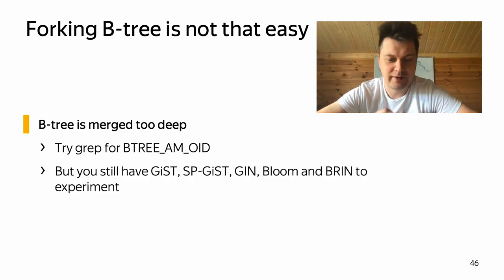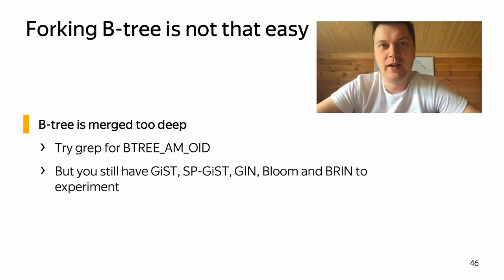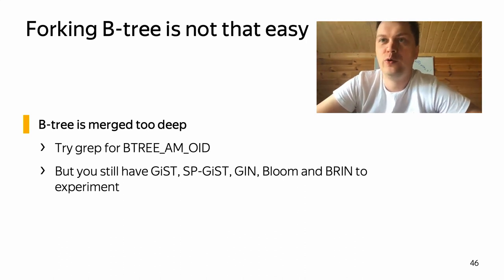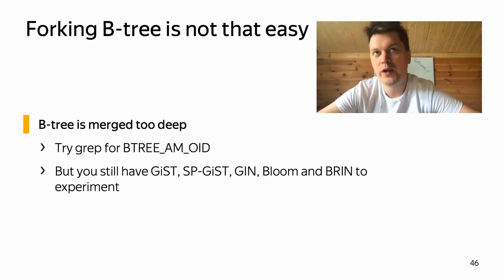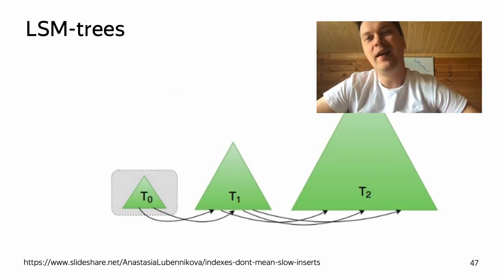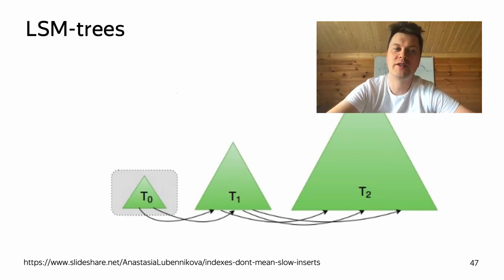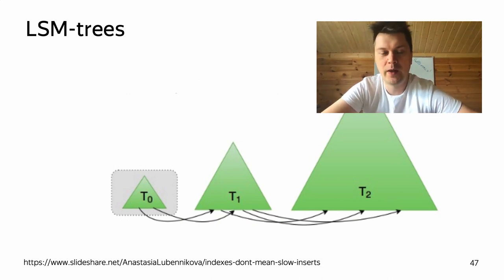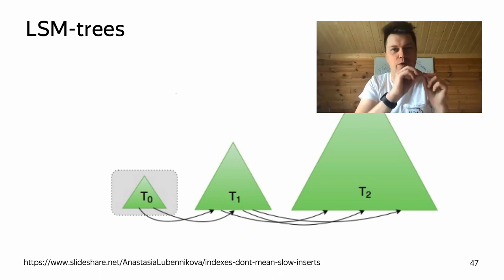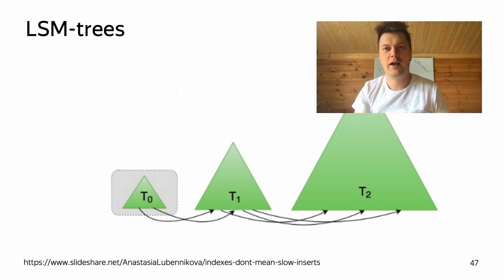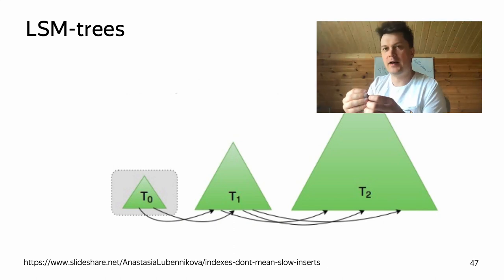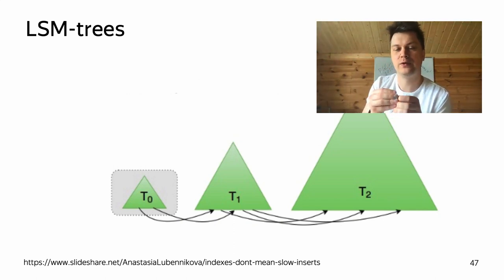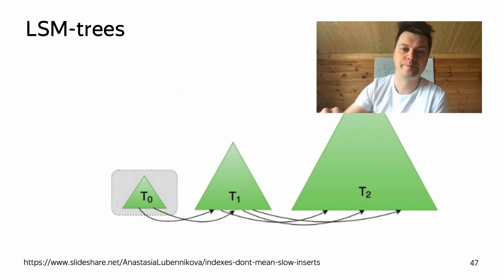But you have a somewhat similar problem with caches in hash index, but you still have GiST, SP-GiST, GIN, Bloom and BRIN indexes to experiment with. And also, if we could fork B-tree, we could implement something similar to a log-structured merge tree, which is a write-optimized B-tree, where we have a small B-tree for current insertions, which is currently in cache, and then we merge these B-trees to make fewer trees to execute scans at.